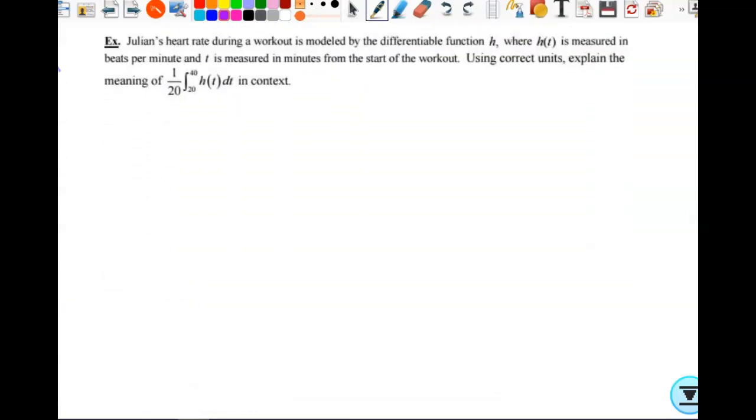Julian's heart rate during a workout is modeled by the differentiable function h, where h of t is measured in beats per minute and t is measured in minutes from the start of the workout. Using correct units, explain the meaning of this in context. I'll give you a minute. You think about it, talk about it, write it down.